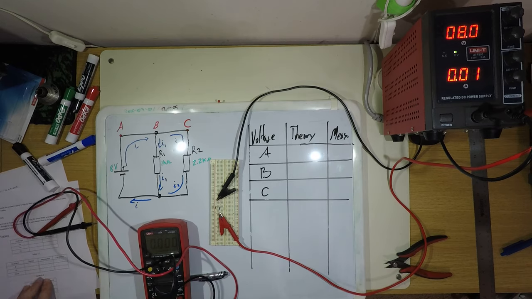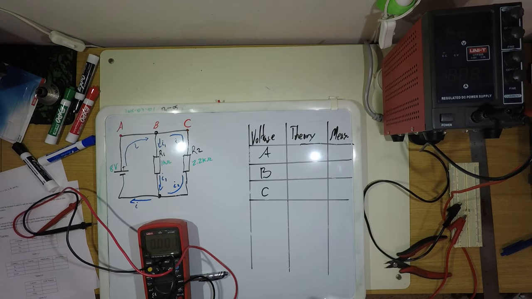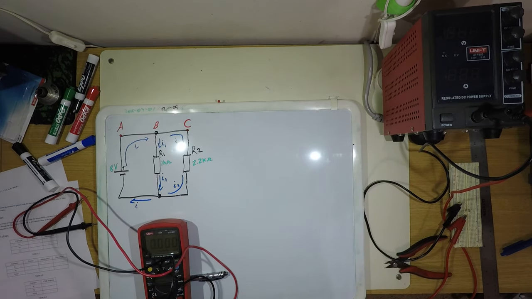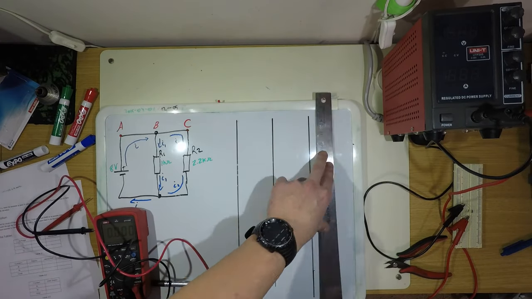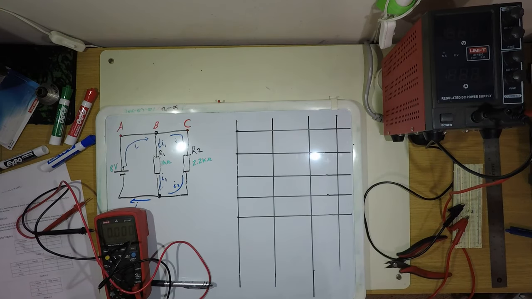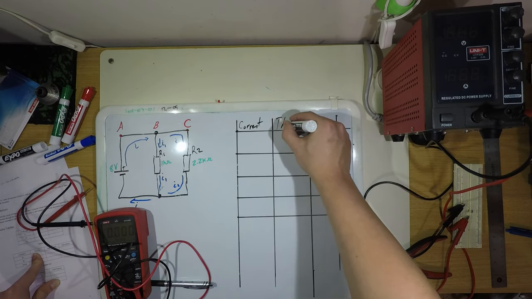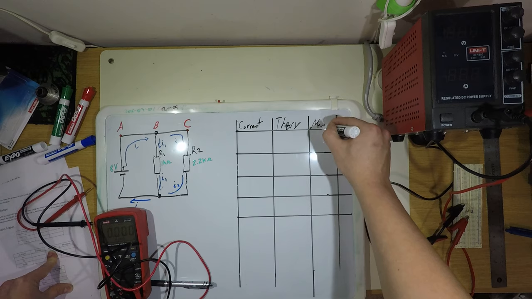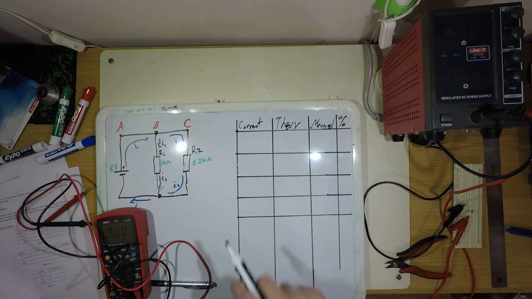For table 6.2, 6.2 is a bit more interesting. I'm going to shut that off. And this time I'm going to use a proper eraser. Table 6.2 has... yeah, I made an extra one, whatever. Here we're going to have our current, theory, our measured, and our percentage. By now you should at least know how to calculate that percentage or that deviation.